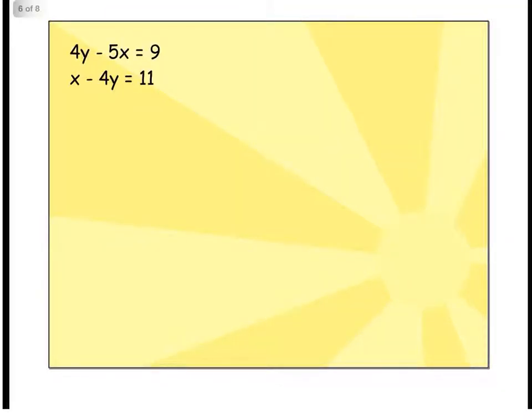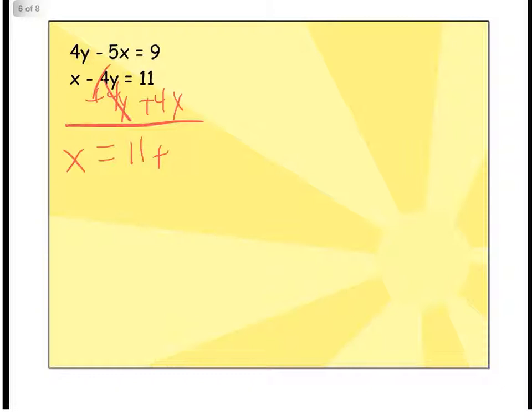Alright, in this one we have 4y minus 5x equals 9, and x minus 4y is equal to 11. Again, x and y, neither of them are solved for, so I have to pick something to get by itself. I could get x by itself in the top equation, I could get y by itself, same with the bottom equation. I'm actually going to get this x by itself, and the reason I chose that one is because the coefficient in front of it, or the number in front of it, is 1, so it's going to be the easiest one to isolate. So, I have to add 4y, and if you guys picked to isolate a different variable, you still get the right answer.